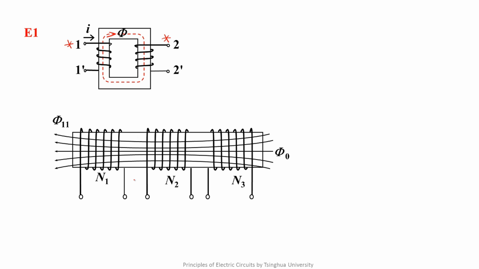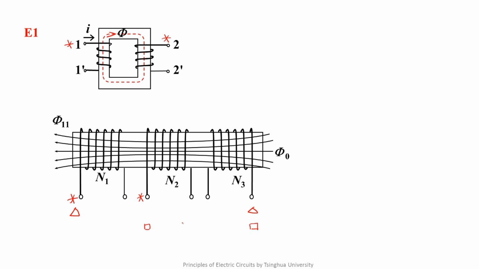The dot convention includes one terminal of each coil for two coils, but in the presence of three or more coils, there is a dot convention between any two. We might as well have a look. Now we discuss N1 and N2. The direction of the magnetic field has been given in the figure, which means that the dot should be like this for N1. The related dot for coil N2 should be like this. If we consider N1 and N3, then it should be like this. If we consider N2 and N3, it should be like this.